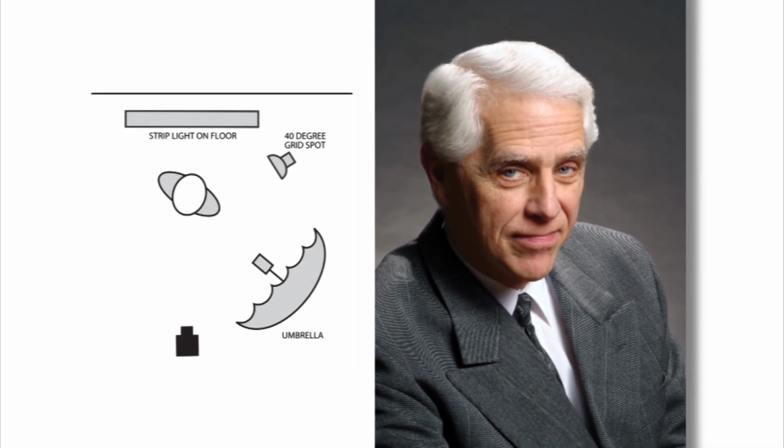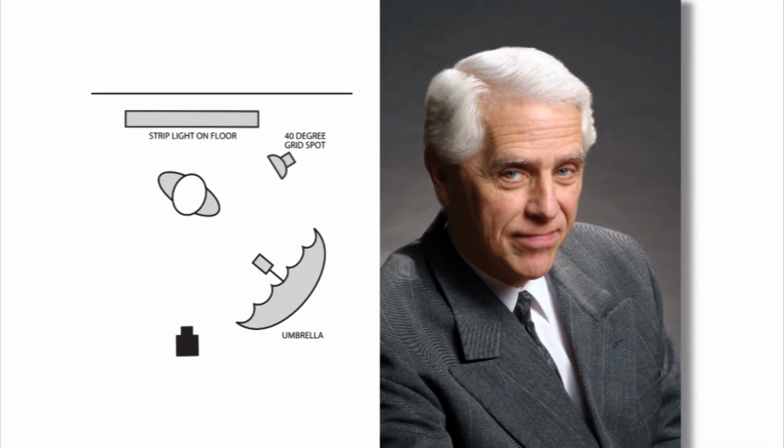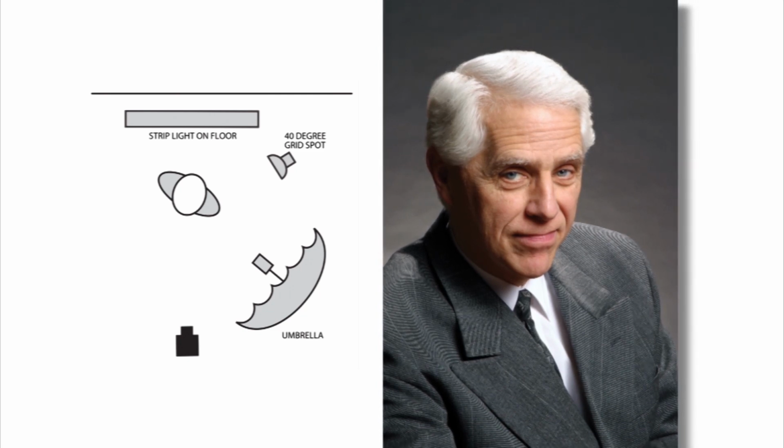The main light for these images was a 60-inch umbrella. I used an 18-inch dish with a 40-degree grid spot for the hair light. But since my subject had white hair, I aimed it more at his back. The background was lit with a strip light placed on the floor near the paper and angled up slightly.